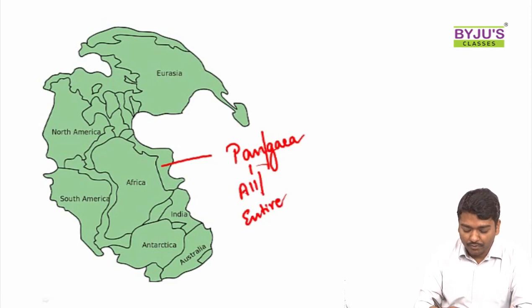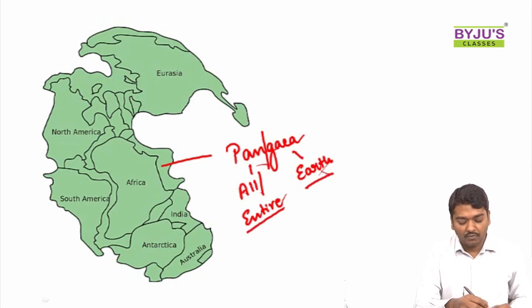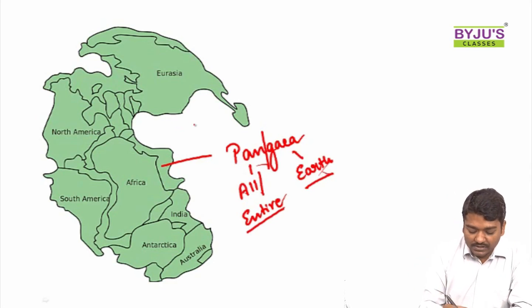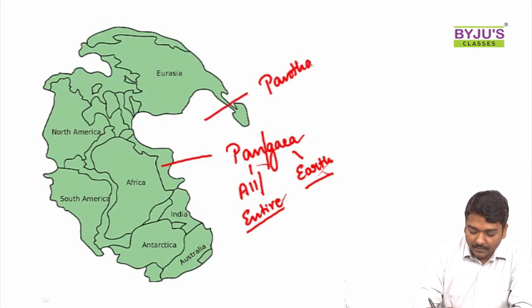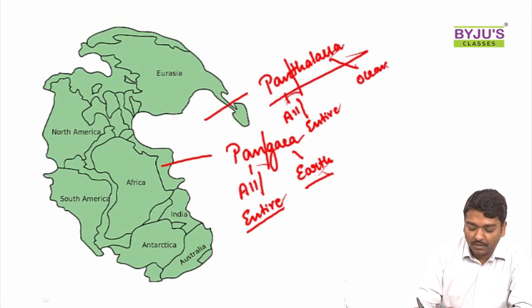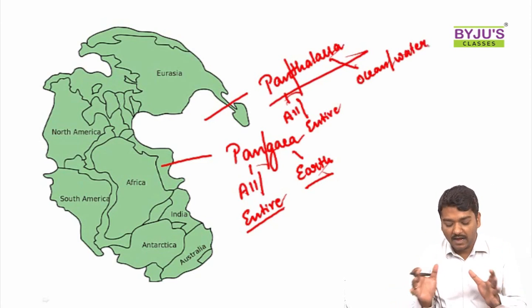Pangaea is divided into two. Pan, all or entire. Gaea, earth. That is, he said the entire earth was together and the remaining portion of the globe was covered with water, and it is known as Panthalassa. Pan, again all or entire, and thalassa is ocean or water. So he called that Panthalassa and Pangea.